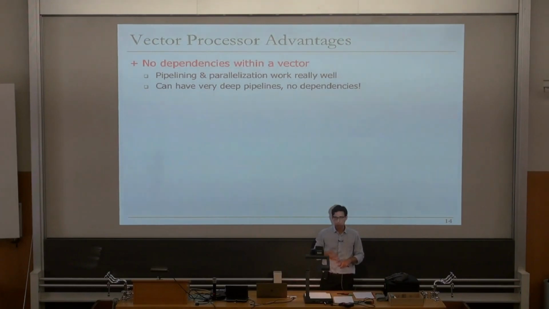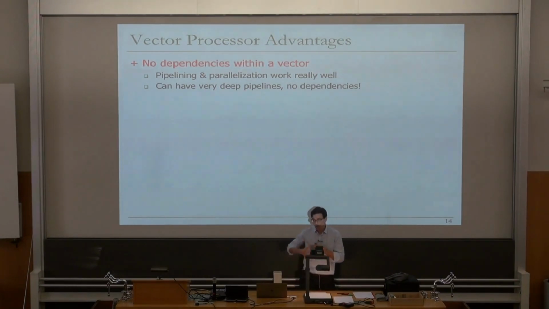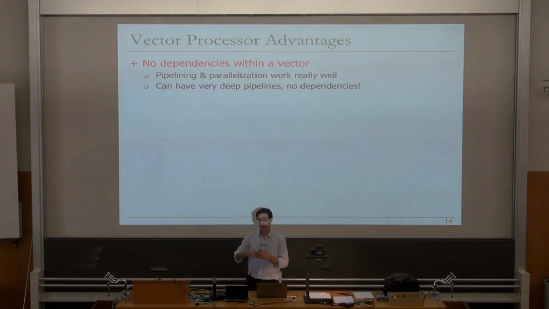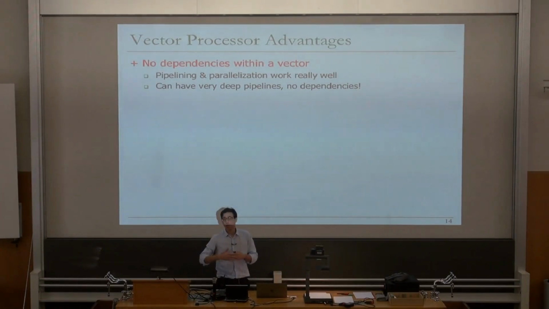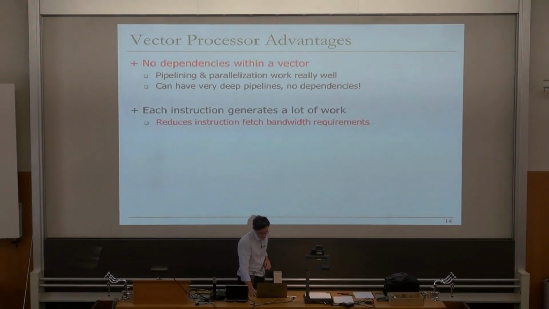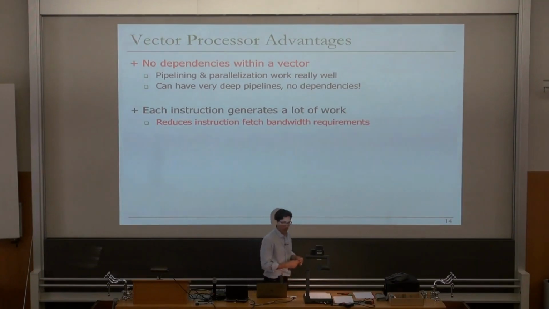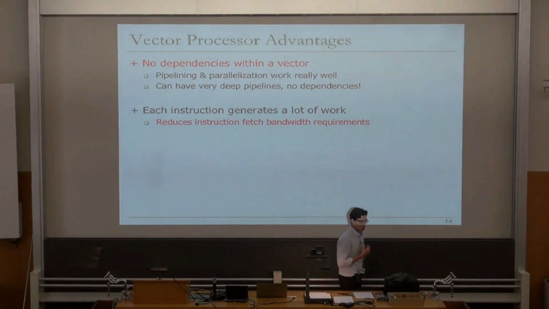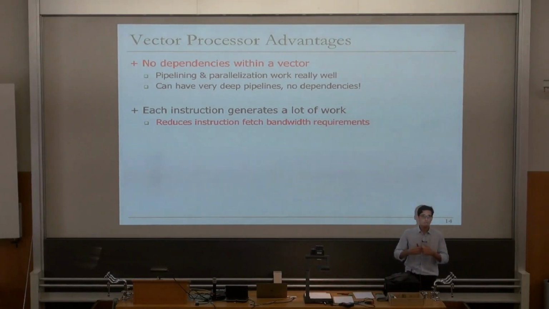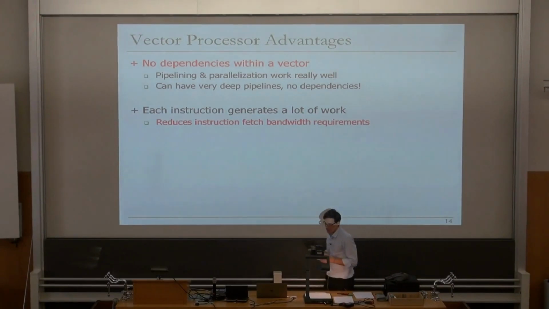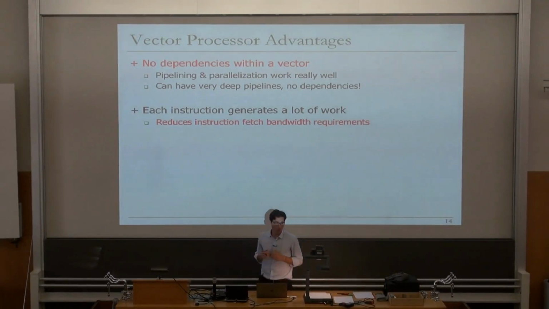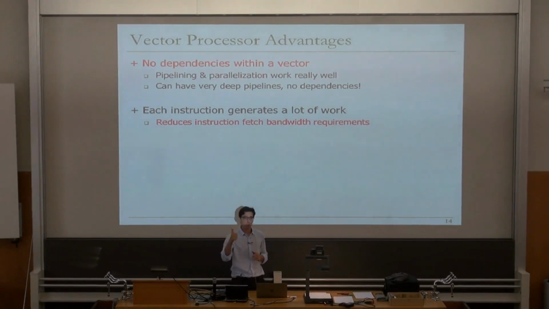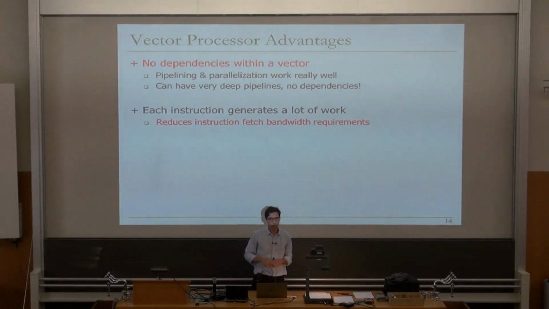We can have many stages in our pipeline, and we won't need to stall the execution of any instruction or forward data, because we know that all the operations that are in the same vector register are completely independent. Each instruction generates a lot of work, and this means that every time we go to memory and fetch one new instruction, we are going to be able to operate on many data elements at the same time. The good thing is that this reduces the instruction fetch bandwidth requirements, because with one single instruction we will be operating on V length, for example 4 or maybe 32, elements at the same time.